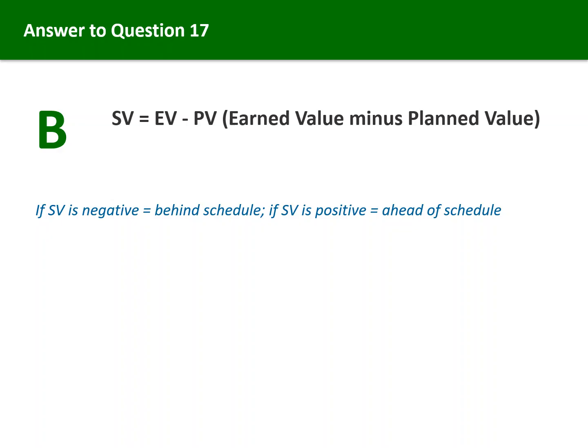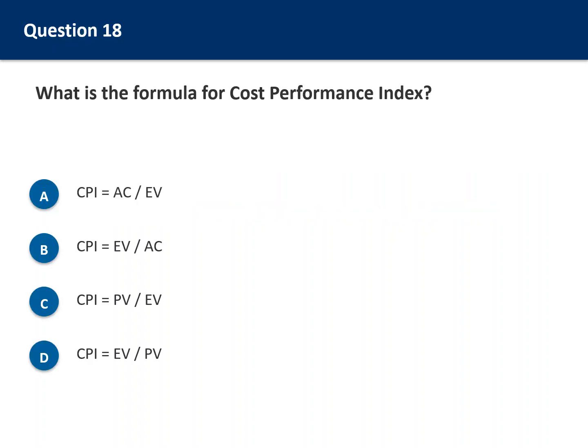The correct answer is B. Schedule variance equals earned value minus planned value. Earned value still comes first. The interpretation is, if schedule variance is negative, you are behind schedule because you have accomplished less than planned. If schedule variance is positive, you are ahead of schedule because you have accomplished more than planned. Note that schedule variance is expressed in currency units, not time units, which can be confusing but is how EVM works.